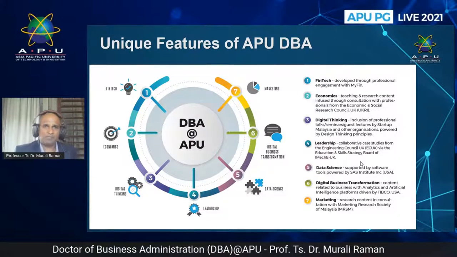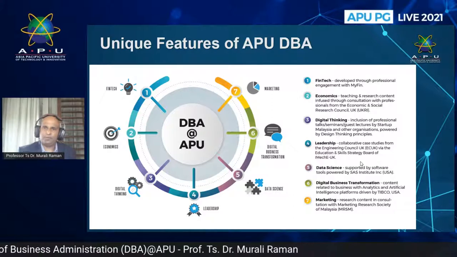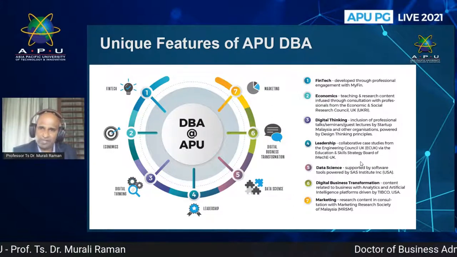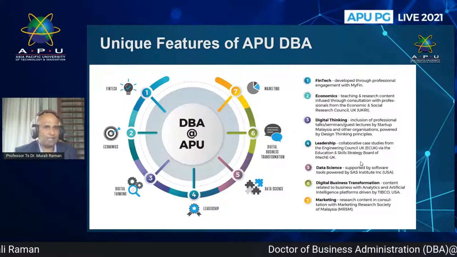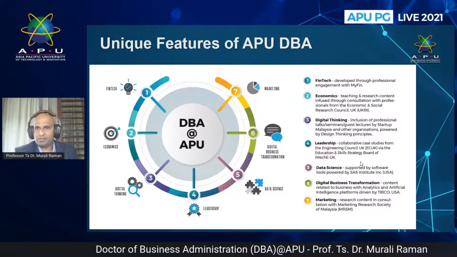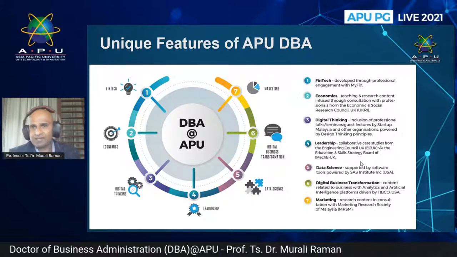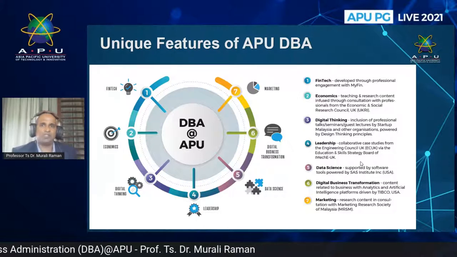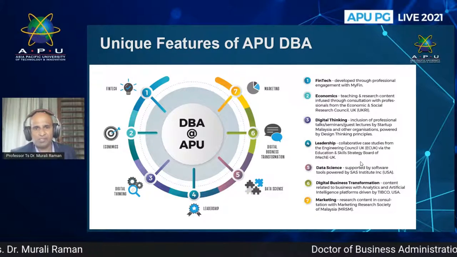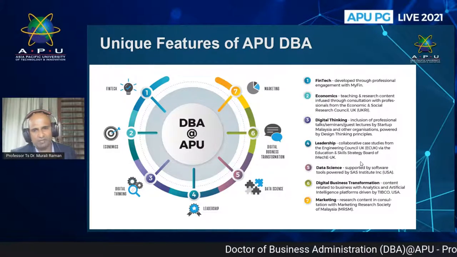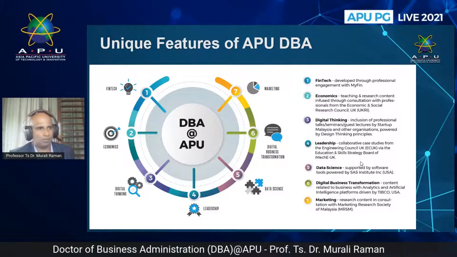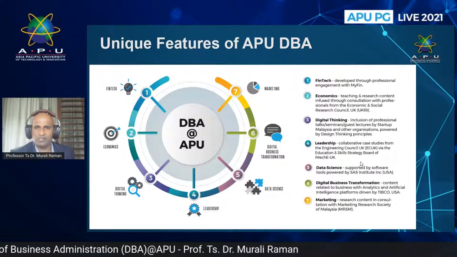So again, unique features of the APU DBA. We bring in things like FinTech, developed through our engagement with MyFin. Economics, where we look at our partnership with professionals and the UKRI, the Research Council for Economics and Social Research in the UK, also a program partner of ours. And we introduce design thinking principles. I myself am a fully certified design thinker from Stanford University's D School. So a lot of the courses are embedded with design thinking principles.